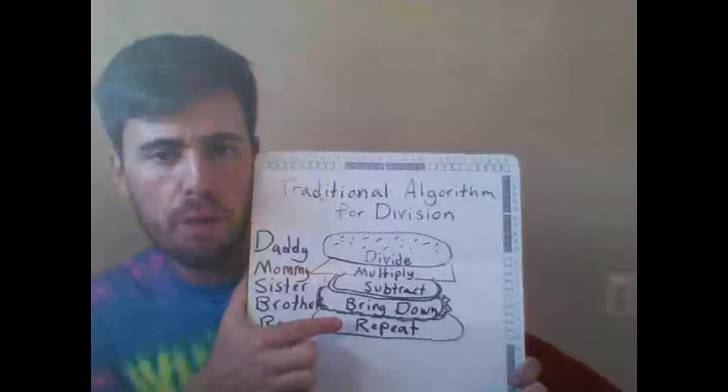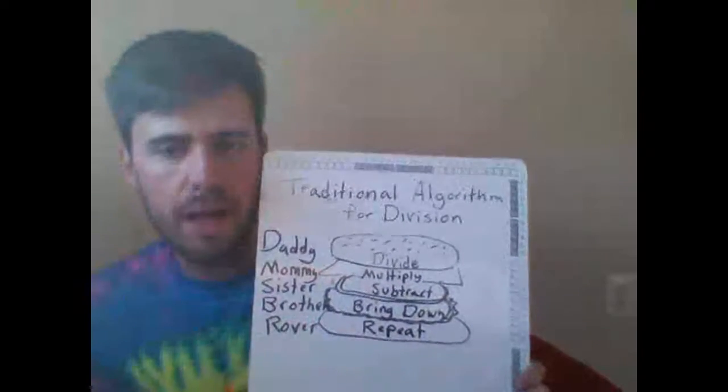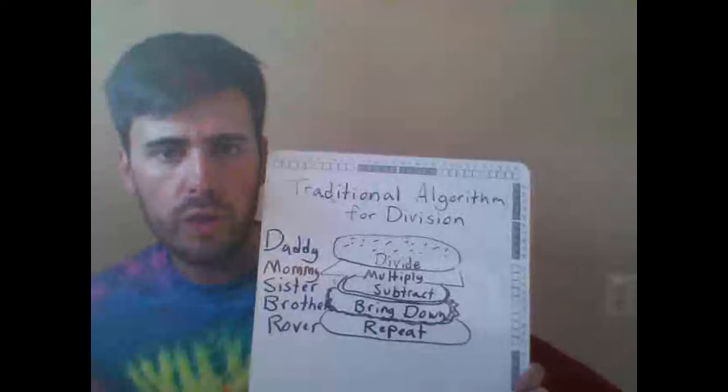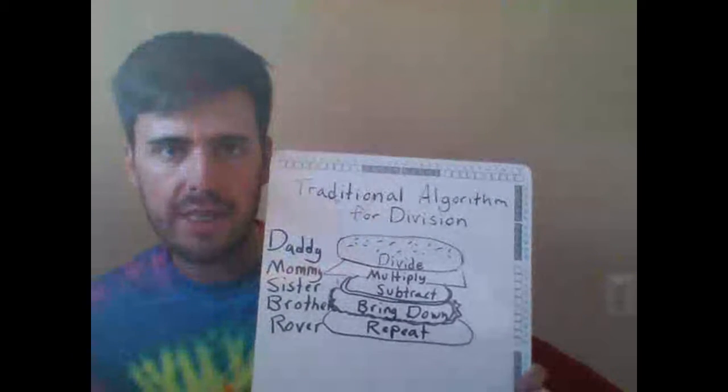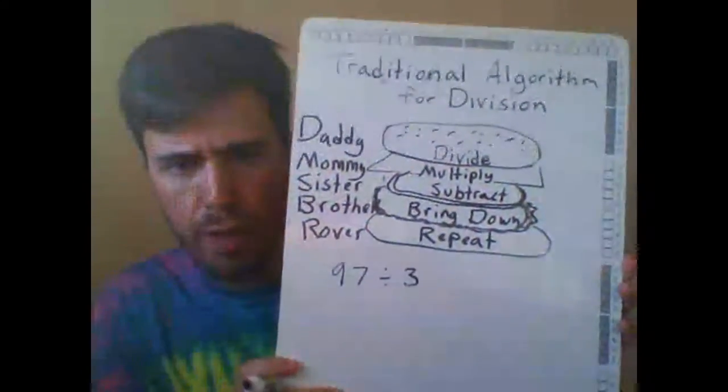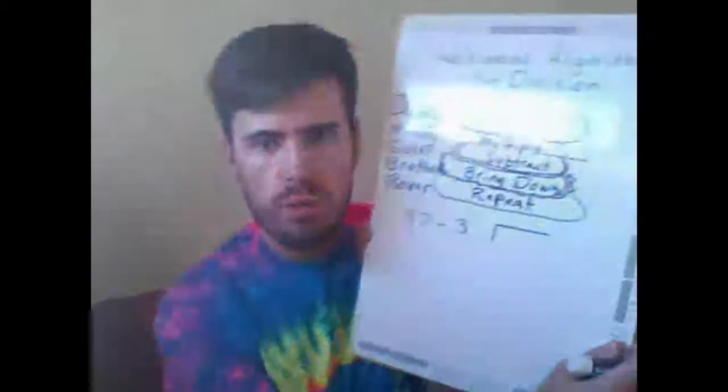In just a moment, I'm going to use all of these steps and show you how we can use the traditional algorithm to divide a number. So let's get started. What if we were given the problem 97 divided by 3? Well, just like the partial products method, we would build a house.